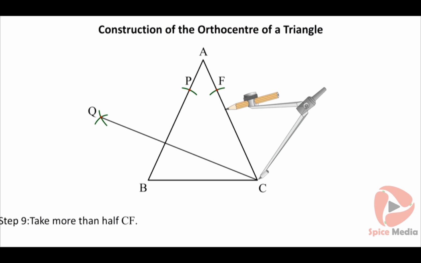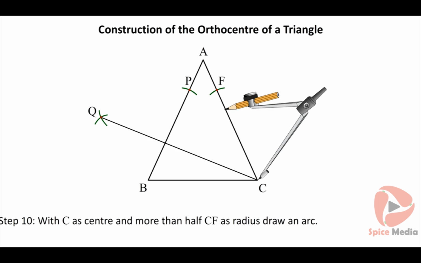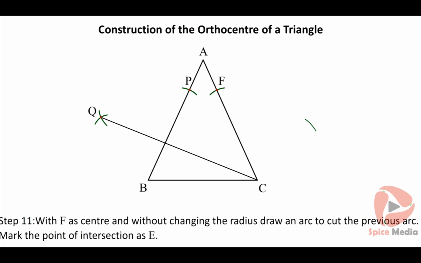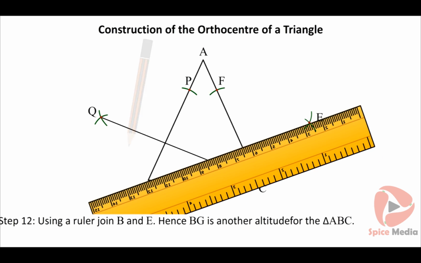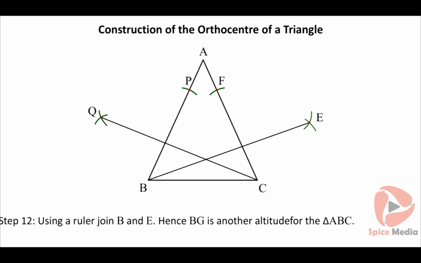Step 9. Take more than half CF. Step 10. With C as center and more than half CF as radius, draw an arc. Step 11. With F as center and without changing the radius, draw an arc to cut the previous arc. Mark the point of intersection as E. Step 12. Using a ruler, join B and E. Hence, BG is another altitude for the triangle ABC.